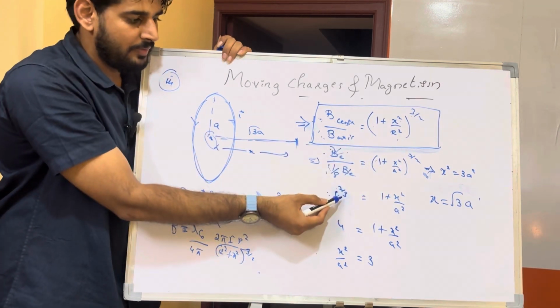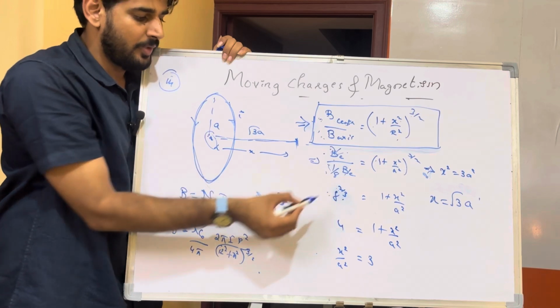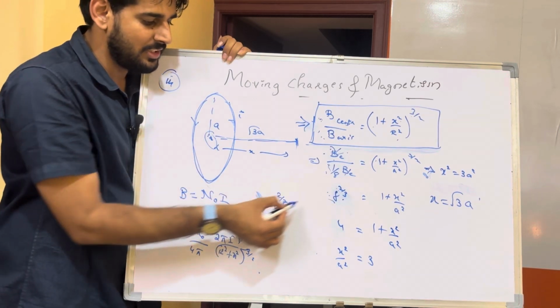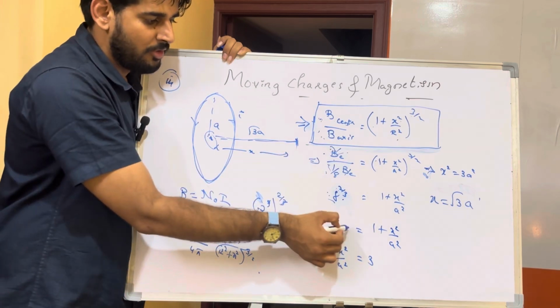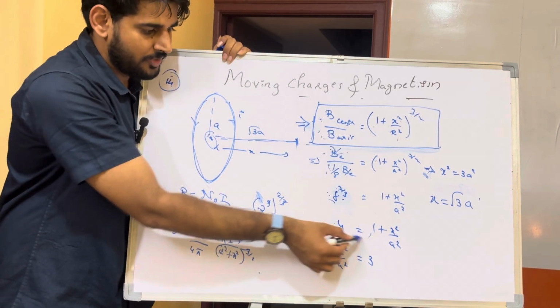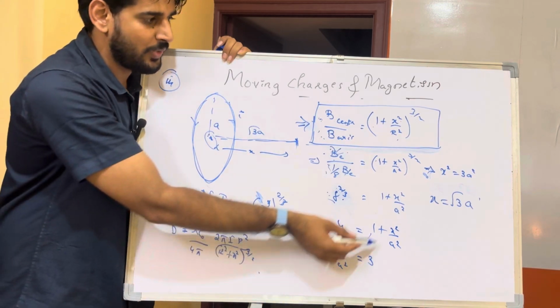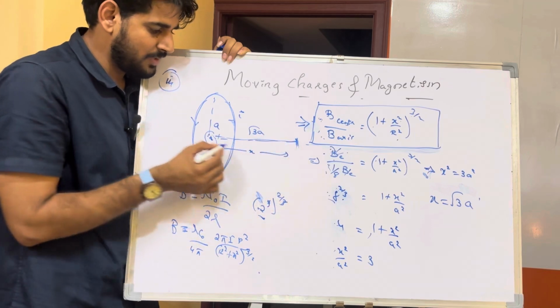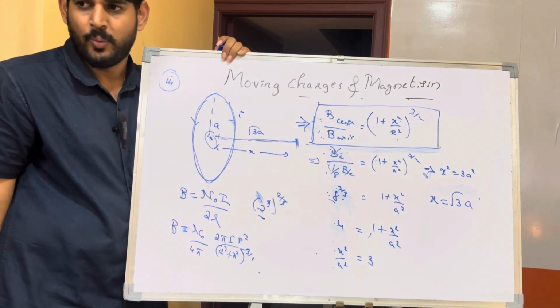3 by 2 shift the power towards this side, it will be 8 to the power 2 by 3. 8 I can write as 2 cube, so 3 will get cancelled, 2 square, which will be equal to 4. 4 equals 1 plus x square upon a square. X square upon a square is equal to 3. X square is equal to 3 a square, x will be equal to root 3 a. At a distance root 3 times its radius, magnetic field will be 1/8.